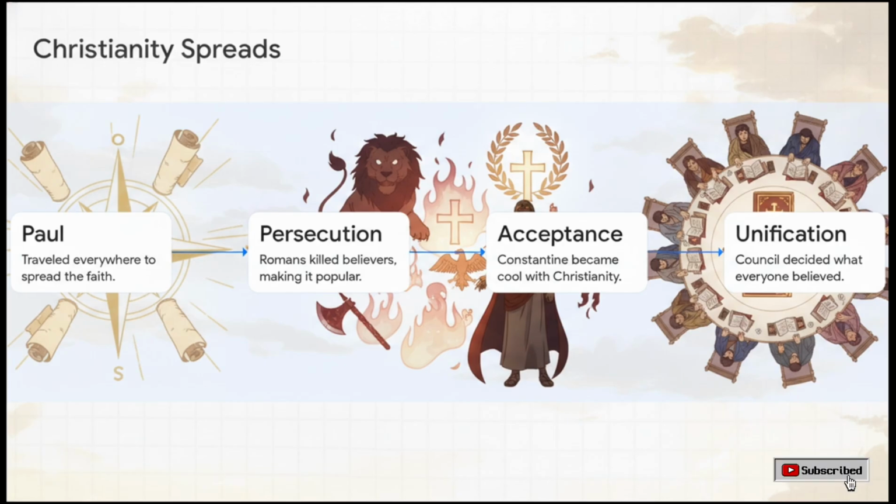We're talking feeding believers to lions, burning them alive, the whole 9 yards. But here's the wild paradox. This extreme persecution actually backfired. It served as the ultimate proof of conviction, which ended up making the movement wildly popular. The idea spread like wildfire until eventually the Emperor Constantine just embraced it, and a council was held to unify their beliefs. It completely transformed the Roman Empire.